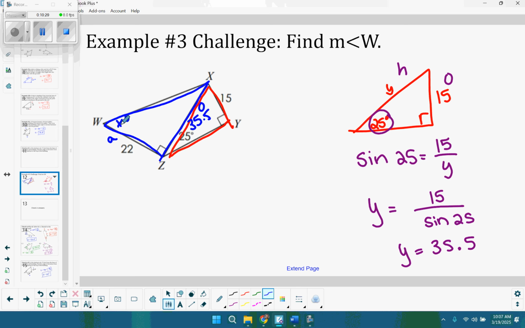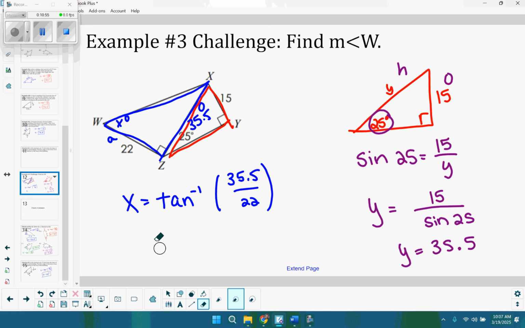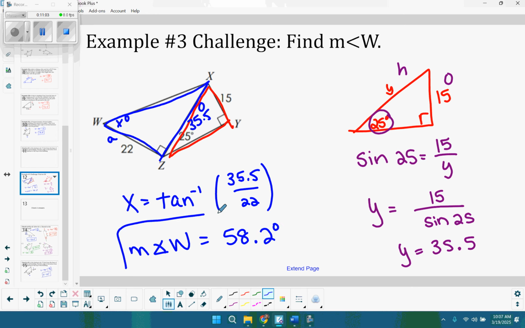And to find the angle, we'll use the inverse trig. So we knew the angle in this part, we used the regular trig. We're looking for the angle in this one, we're going to use the inverse. So O and A is tangent, so inverse tangent of 35.5 over 22. And I get, I'll call it angle W because that's what they asked us for. The measure of angle W is 58.2 degrees. And that is the end of day 1 of section 9.6.